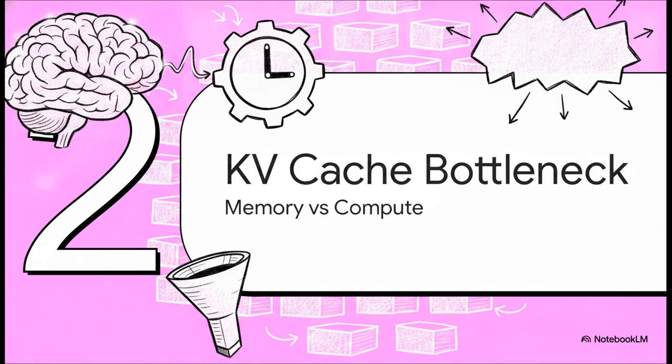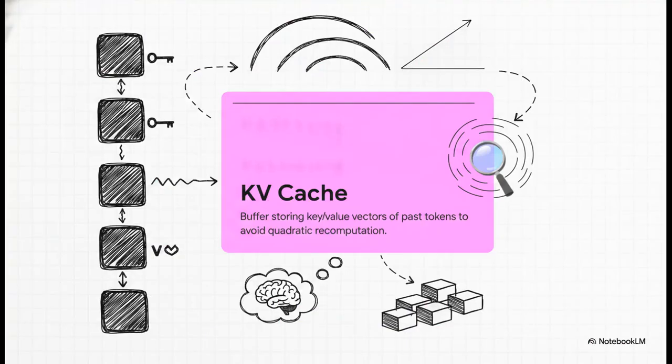To truly appreciate the solution, we've got to deeply understand the problem. Imagine an LLM is autoregressively generating its 500th token. To do that, the attention layers have to look back at the keys and values of all 499 previous tokens. Now, if you don't have a cache, you are forced to recompute those key and value projections from scratch every single step. The computational cost would grow quadratically with your sequence length, which is just prohibitively expensive.